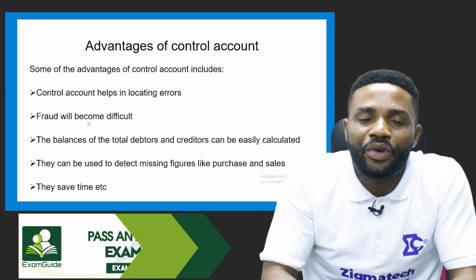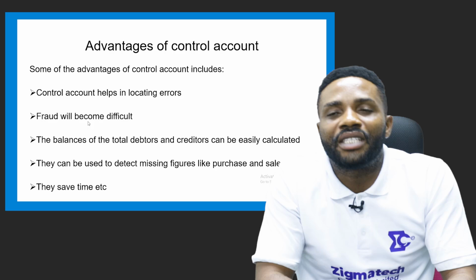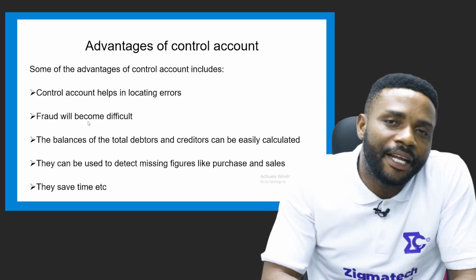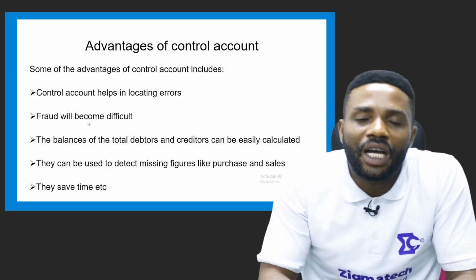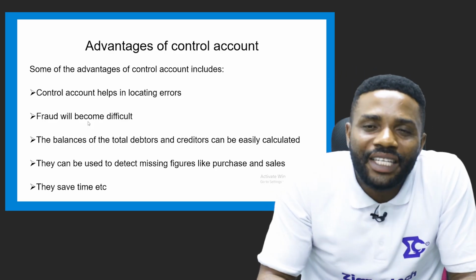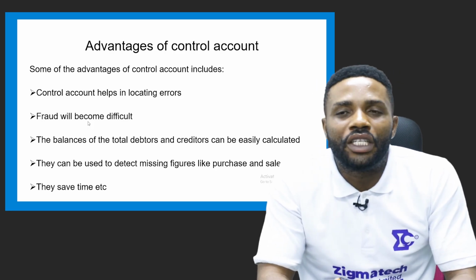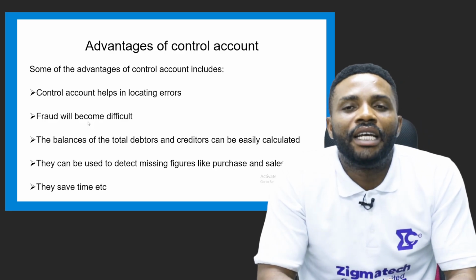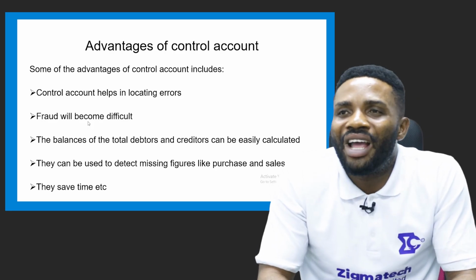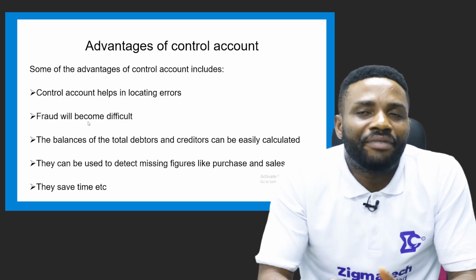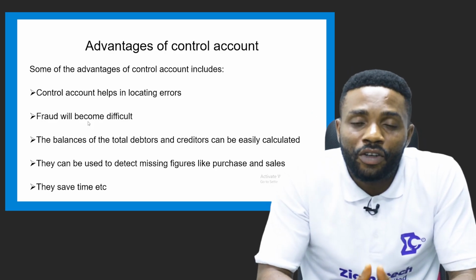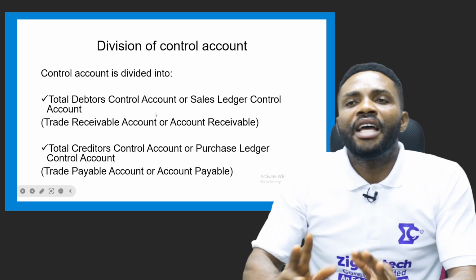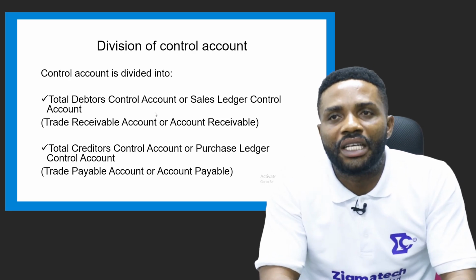So to give a summary, number one, control account helps in locating errors. Number two, fraud will become difficult. Number three, the balances of the total debtors and creditors can be easily calculated. Number four, they can be used to detect missing figures like purchases and sales. And number five, they save time. There are more than this. We have too many advantages to this control account, but for the sake of the lesson, we have reduced it to just five. Now let's quickly look at how control account is divided.